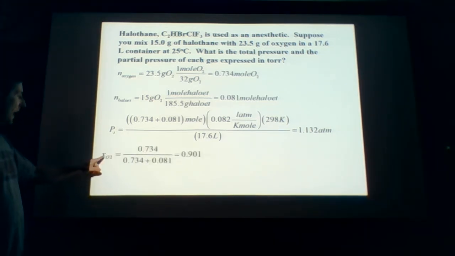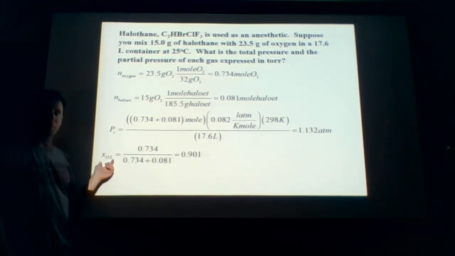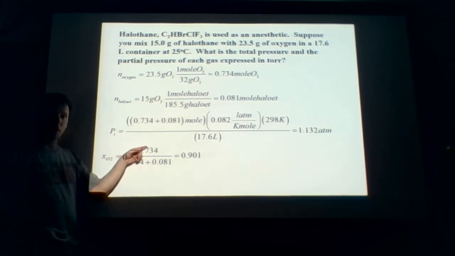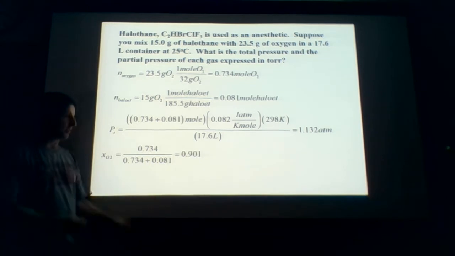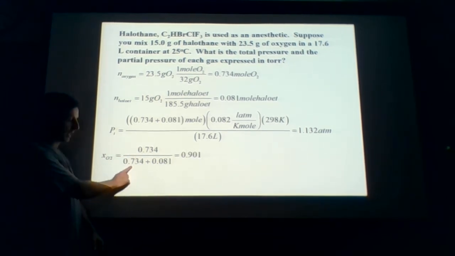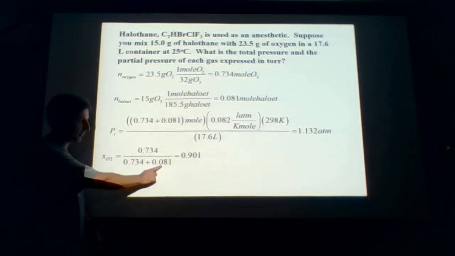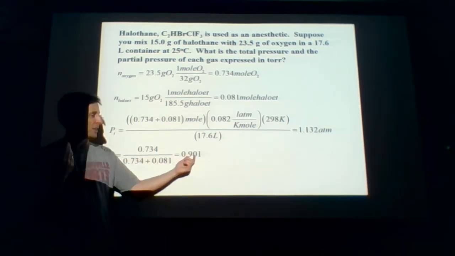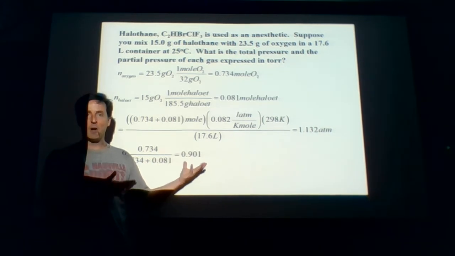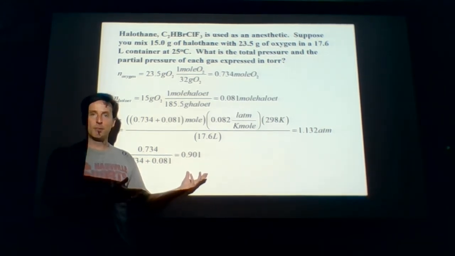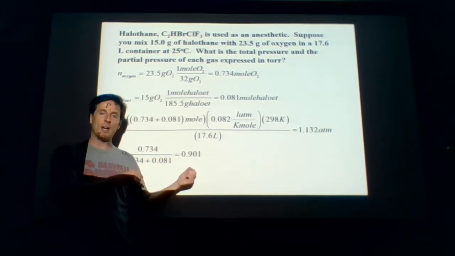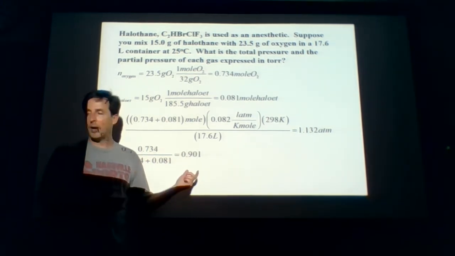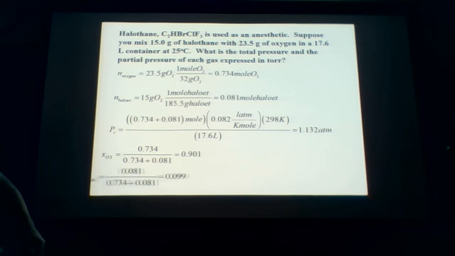then they found the mole fraction of oxygen. Remember, the mole fraction is the moles of one component over the total moles of everything. So it's the moles of oxygen over the moles of oxygen plus the moles of the halothane. What this means is the oxygen makes up about 90% of the molecules in the container. In decimal form, it's 0.901. If you want a percentage, you'd multiply by 100. So that's the mole fraction of oxygen.